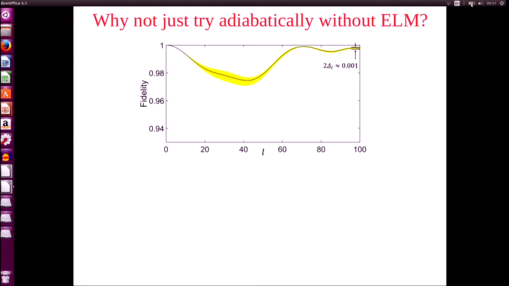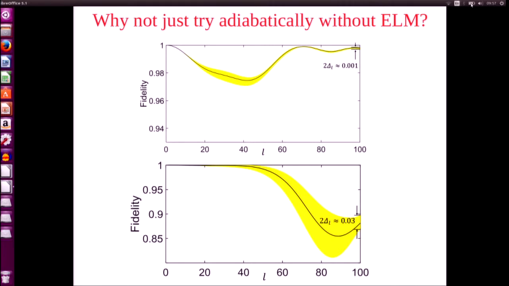This is with ELM, and the fidelity is close to 0.97 the whole time. It's pretty much in the ground state the whole time. You can see a delta of 0.001 at the end. We have the final ground state quite certainly.